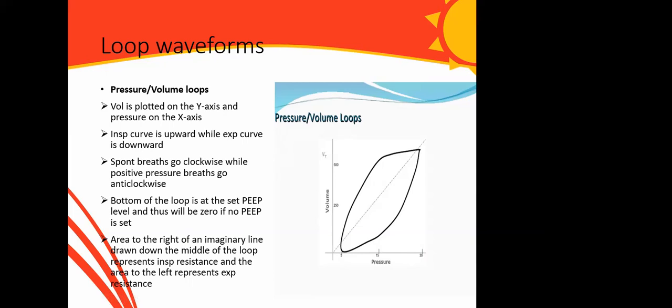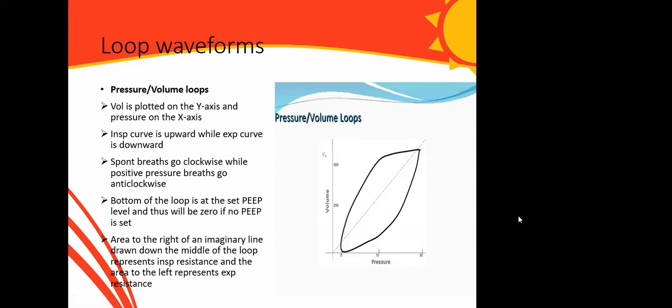Here, the inspiratory curve is upward. You can see this is the inspiratory curve, while the expiratory curve is downward. You can see that spontaneous breaths go clockwise, while positive pressure breaths will go anti-clockwise.